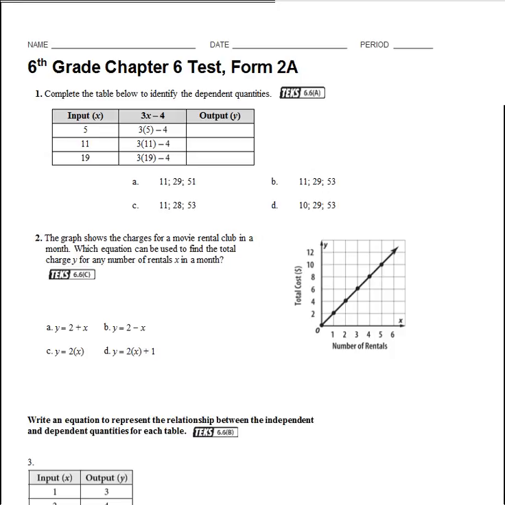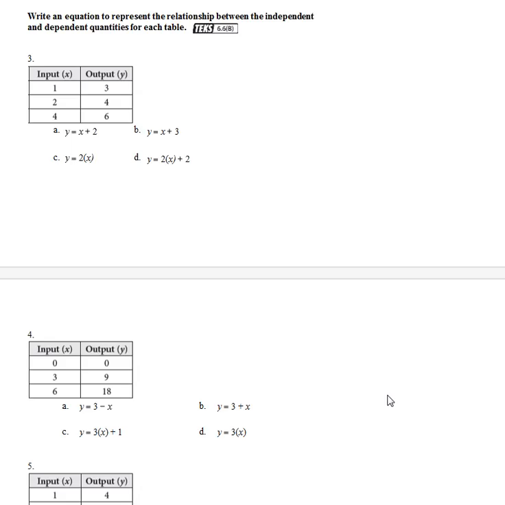Write an equation to represent the relationship between the independent and dependent quantities for each table. Number 3. The top of the table reads input x, output y. A, y equals x plus 2. B, y equals x plus 3. C, y equals 2x. D, y equals 2x plus 2.